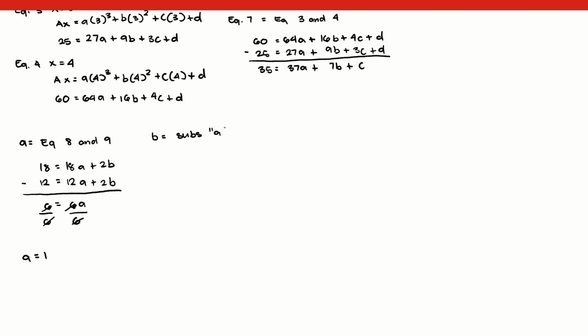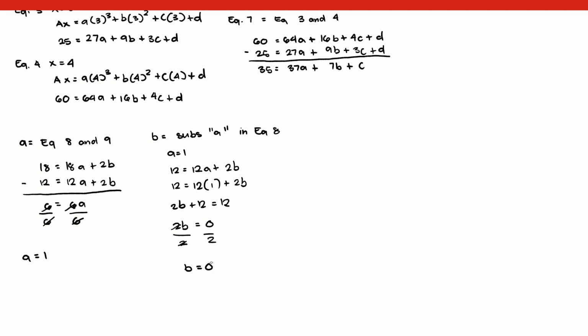To find the value of b, let's use equation 8. Let a equal 1. 12 equals 12a plus 2b. 12 equals 12 times 1 plus 2b. 12 equals 12 plus 2b, divided by 2. 6 equals 6 plus b. 6 minus 6 equals b. So our b is 0.